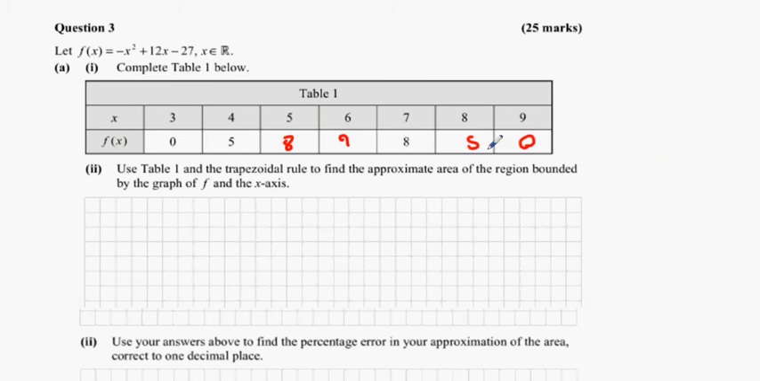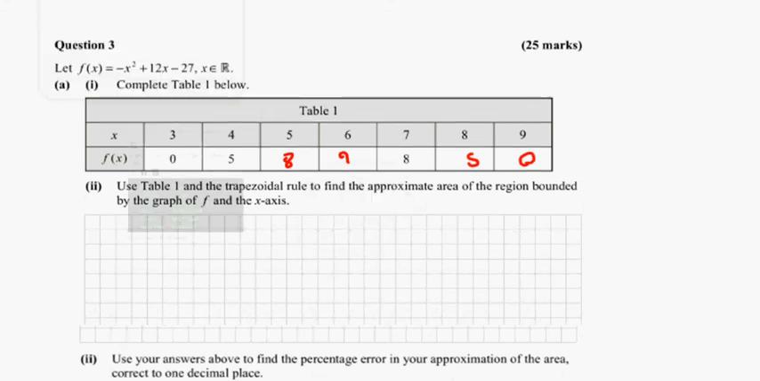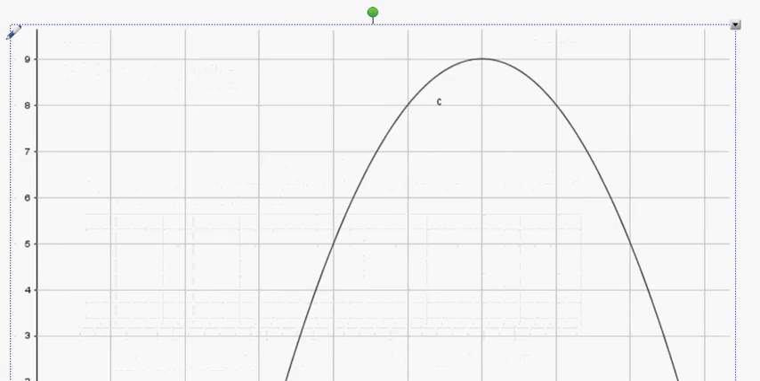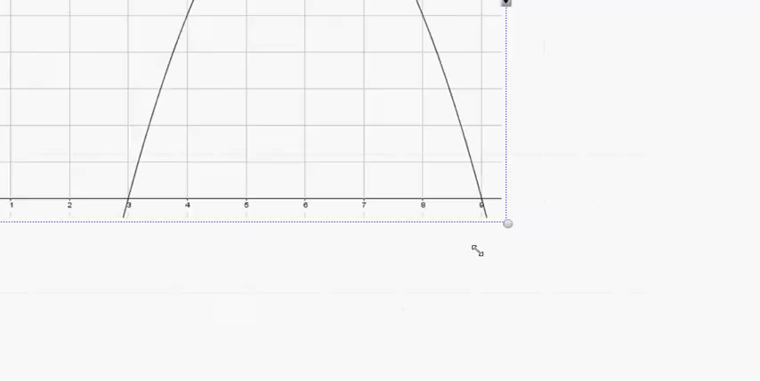So the trapezoidal rule, I'll try a quick diagram of this. Give me one moment. Okay, so we put this into our table function. We get 3, 0, 4, 5, 5, 8, 6, 9, 7, 8, 8, 5, 9, 0. Now I'm just going to show you a quick diagram of this just for a bit of perspective. This is what it looks like. It's an N-shaped graph. No hassle there.